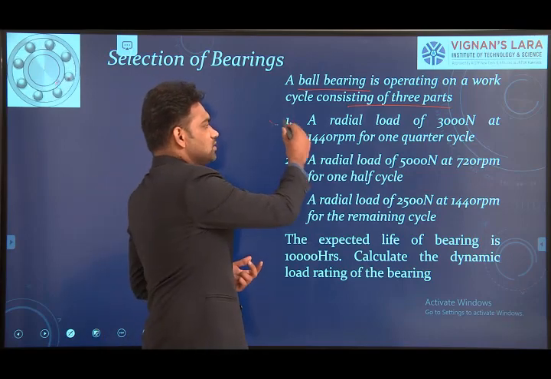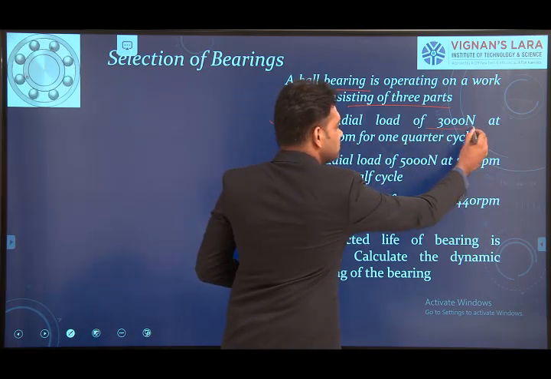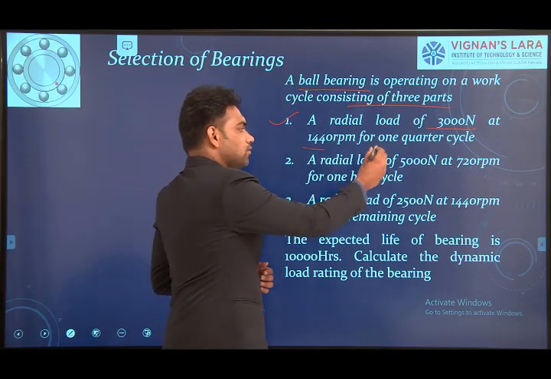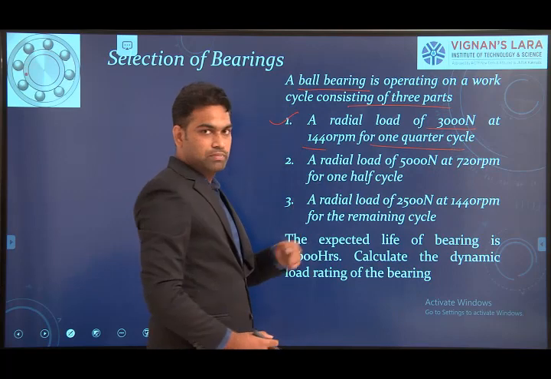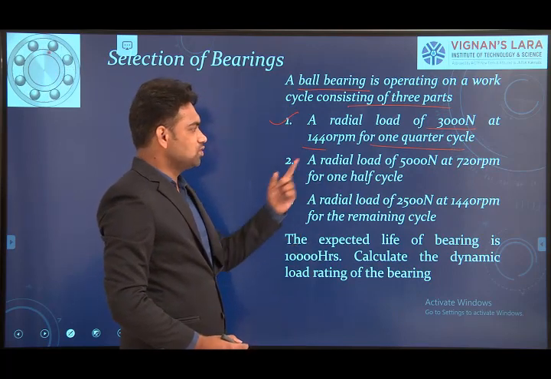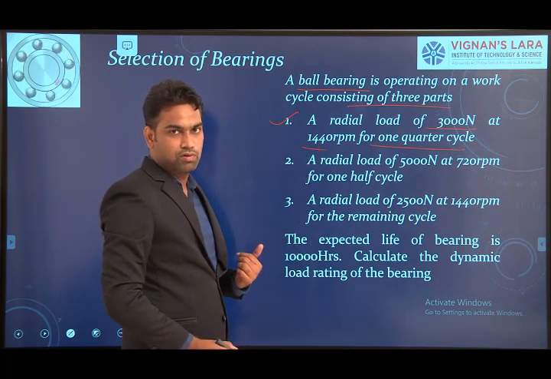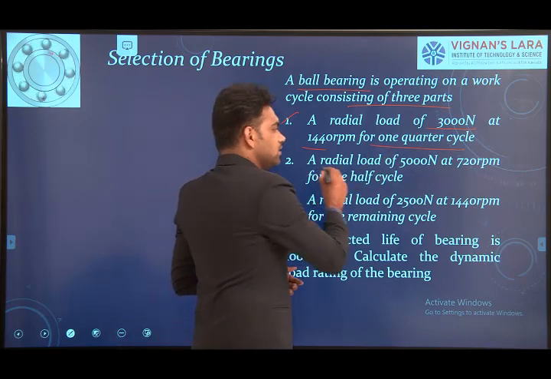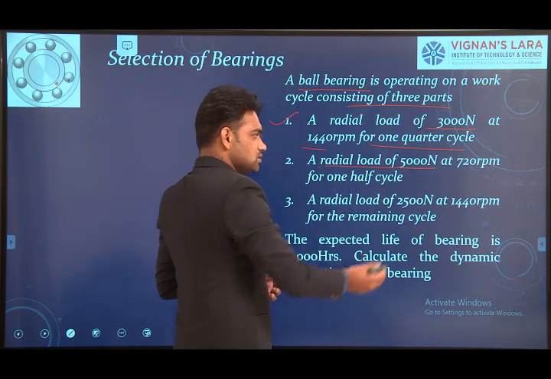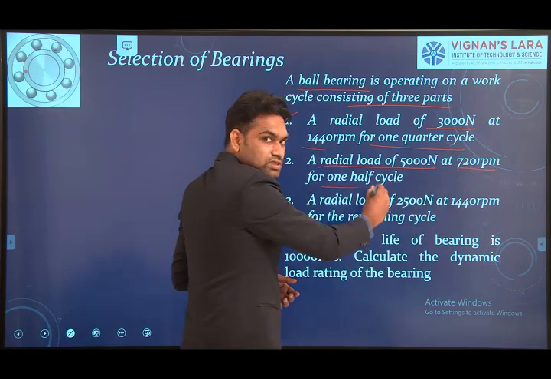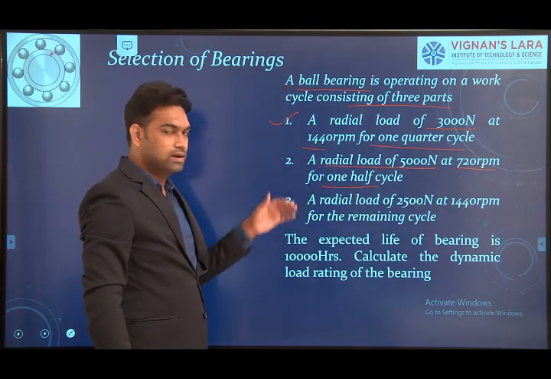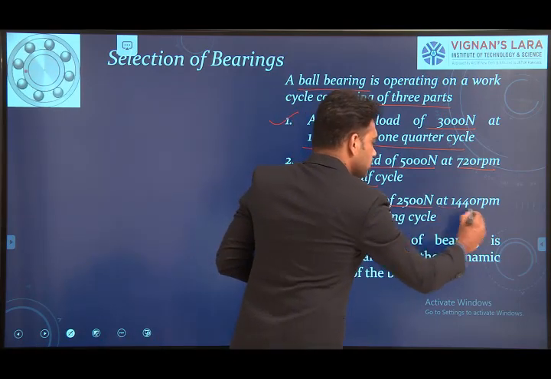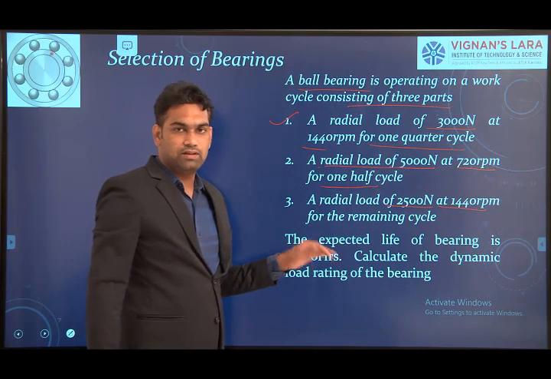The first case is a radial load of 3000 newtons at 1440 rpm for one quarter cycle. So one complete cycle is divided into three parts. The first part is one quarter of the duration, and the load acting is 3000. The second is again a radial load, 5000 newtons, for half the cycle, and the remaining cycle is again one quarter, with a radial load of 2500 newtons at 1440 rpm.